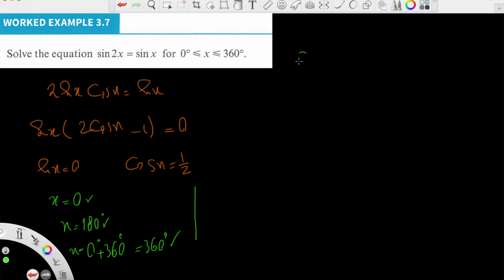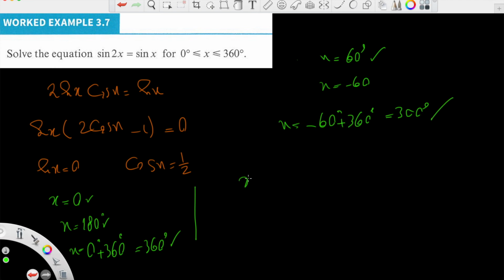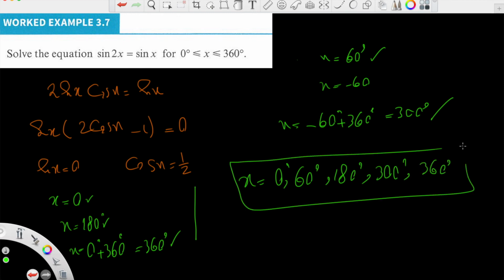But for the second one, cosine of x is equal to 1 over 2. So x will be cosine inverse of 1 over 2, which is 60 degrees. Then negative 60 is the other answer, which is not acceptable. But now x plus 360 is not acceptable, x minus 360 is not acceptable, minus 60 plus 360, yes, which is 300, acceptable. Minus 60 minus 360 won't be acceptable. So overall in ascending order, 0, then 60, then 180, then 300, and 360 are the acceptable answers.